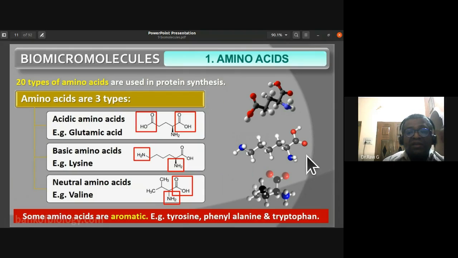Example is tyrosine. Phenylalanine has a benzyl group. Tryptophan. So they might have different aromatic compounds in the R group. So some of the amino acids are aromatic, like tryptophan, phenylalanine, and tyrosine. They're all aromatic amino acids. So you should remember these examples.